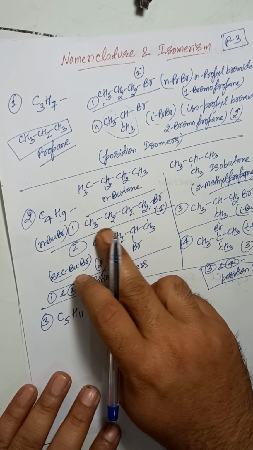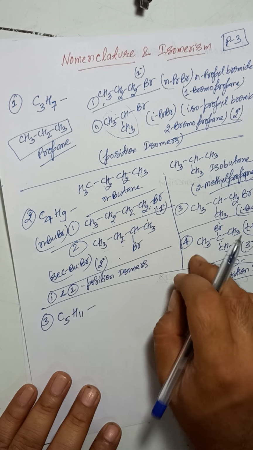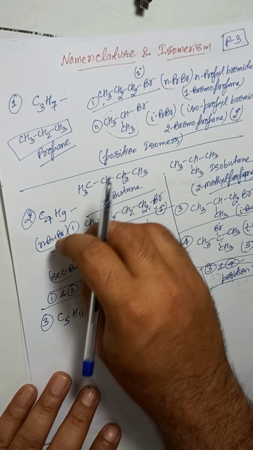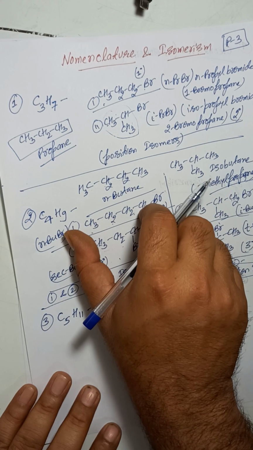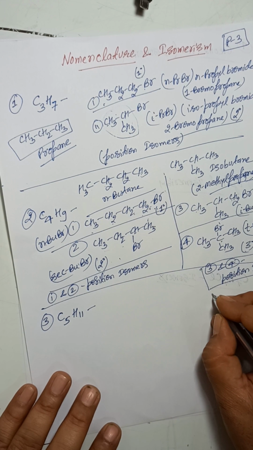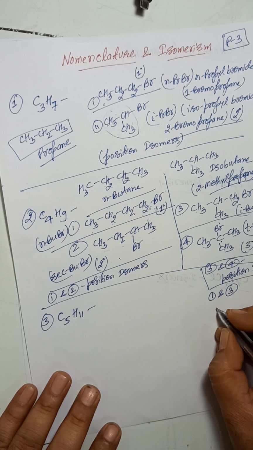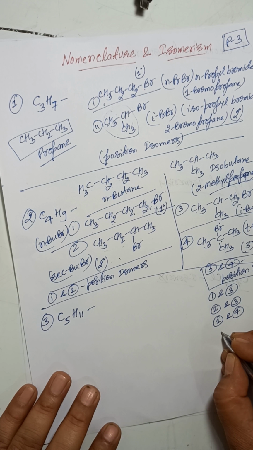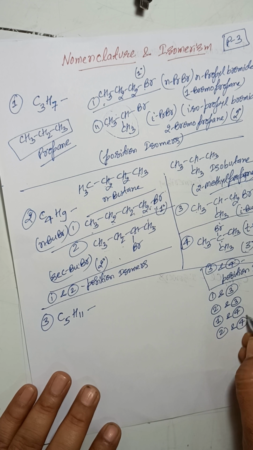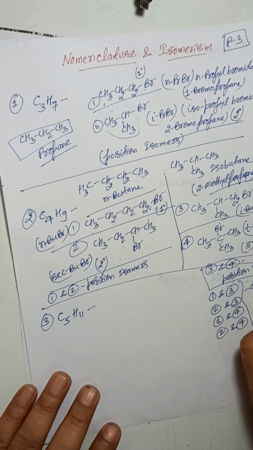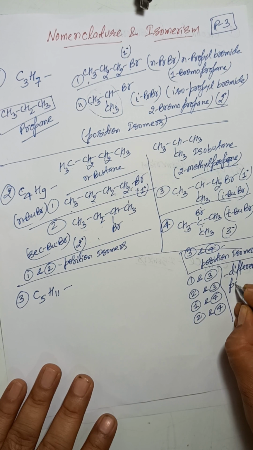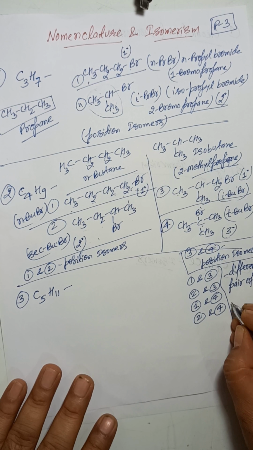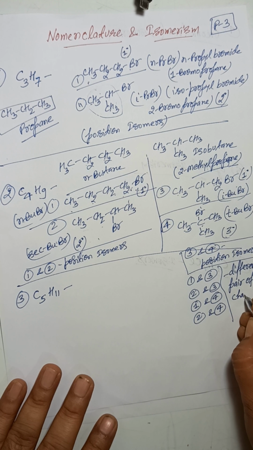Now let's talk about 1 and 3, 2 and 3, 1 and 4. Like any of these two. So they are having different chains: a 4 carbon chain and a 3 carbon chain. So 1 and 3, 2 and 3, 1 and 4, 2 and 4 are different pairs of chain isomers.